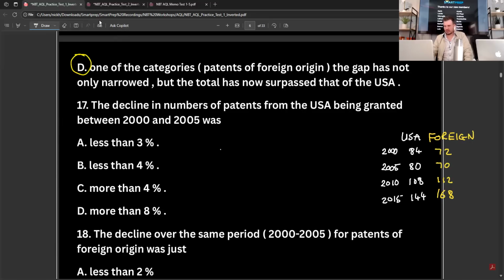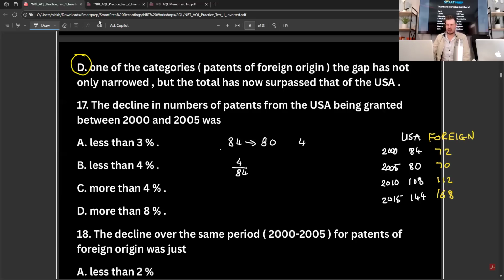So we have, it's a decline from 84 down to 80. So that's 4. And when we want the percentage, we always do it over the original, right? So 4 over 84.